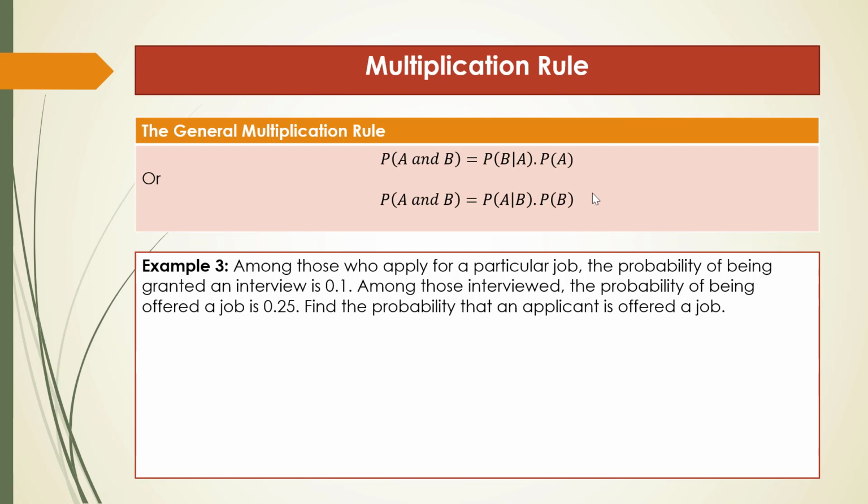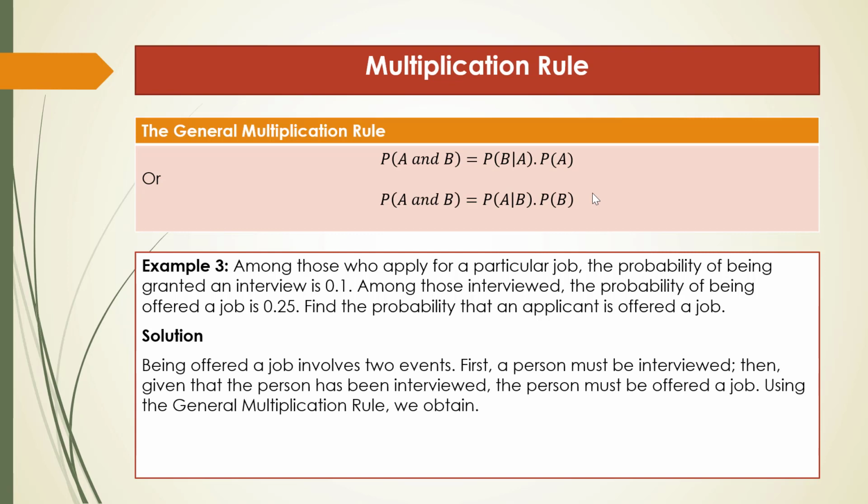Example 3. Among those who apply for a particular job, the probability of being granted an interview is 0.1. Among those interviewed, the probability of being offered a job is 0.25. Find the probability that an applicant is offered a job. So for an applicant to be offered a job, there are two stages. The first stage is that the applicant gets an interview. And the second stage is, after that person got an interview and passed, the person is offered a job.